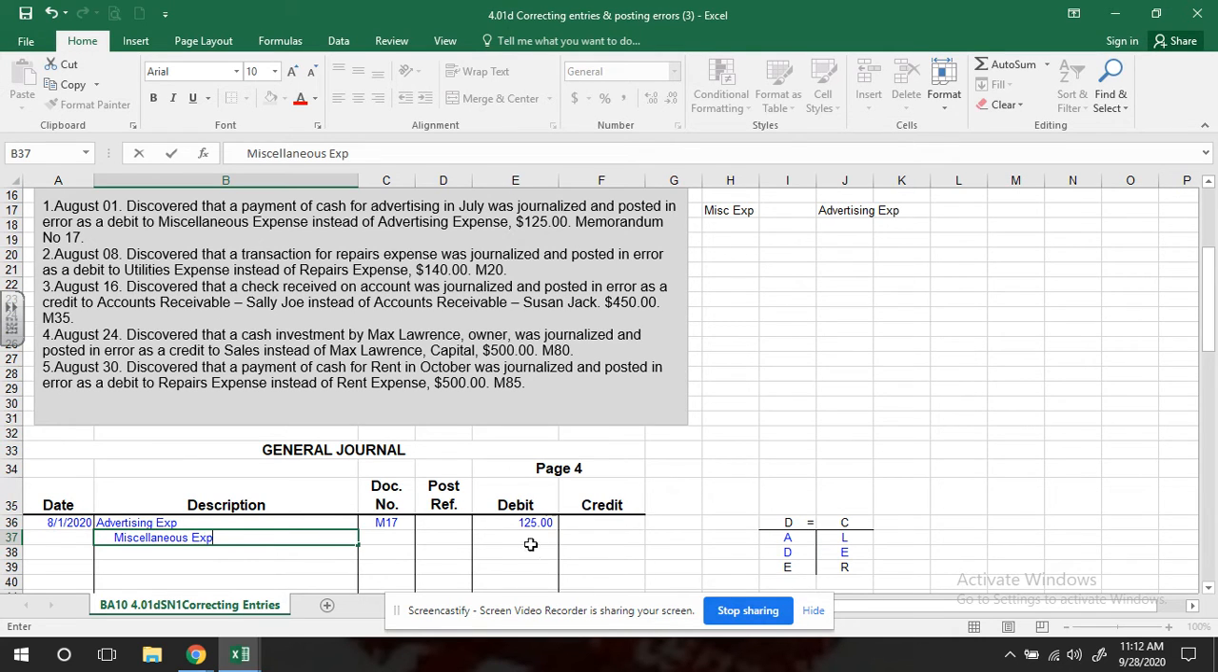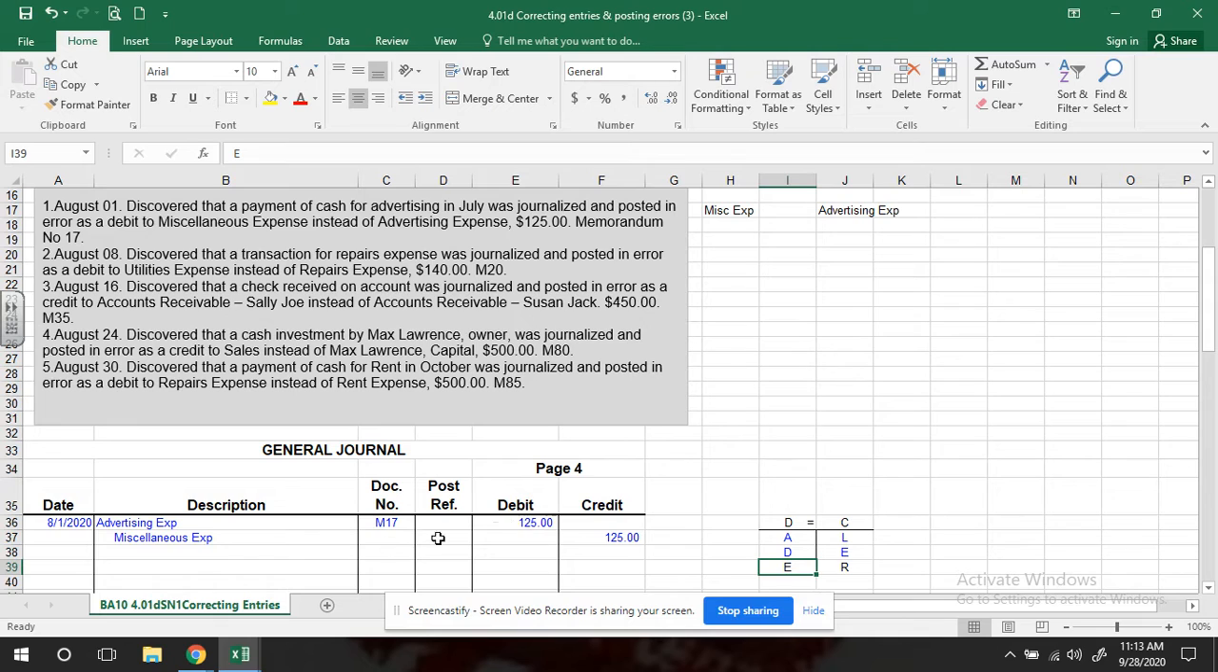You see over here, 25. Originally, that expense for miscellaneous was put in debit, but since we're doing credit, it offsets it and sets it to 0, and it puts it in the advertising. Hope that makes sense to you. You can go back and listen to it again.